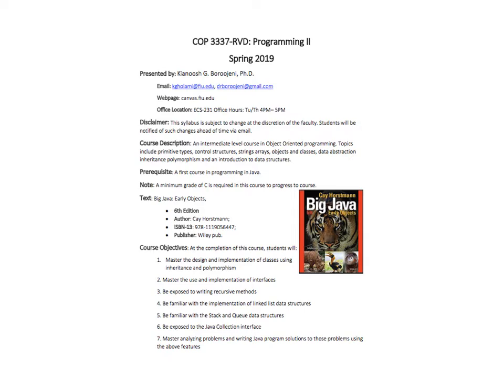So in the first page of the syllabus, you can see my information, my name and my email address, and the course web page, which is on Canvas. And then also you see my office location and office hours. Also, you see the course description here and the prerequisites, and also the textbook of this course. As you see, it's Big Java by Horstmann, and you see the course objectives. At the end of this course, you will be able to do these 7 objectives.